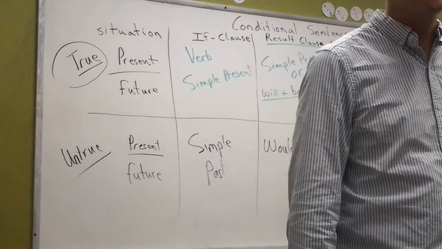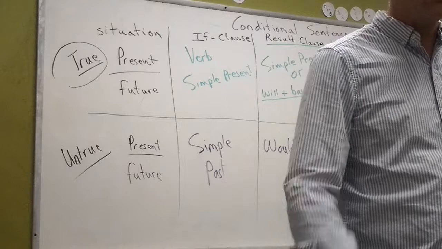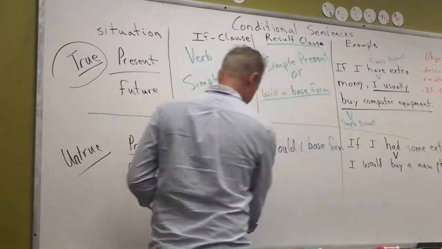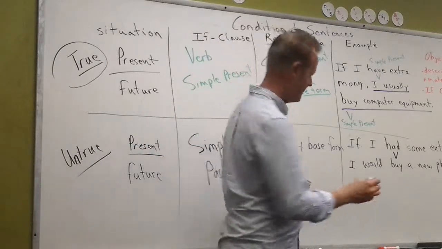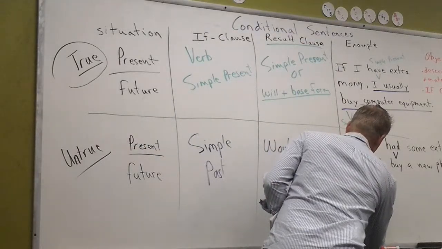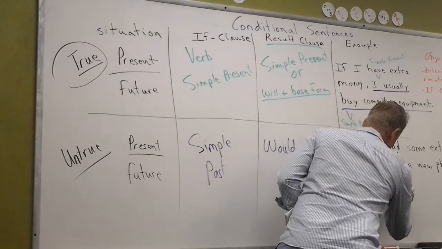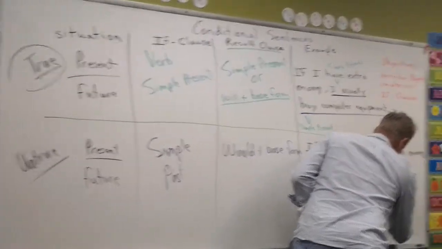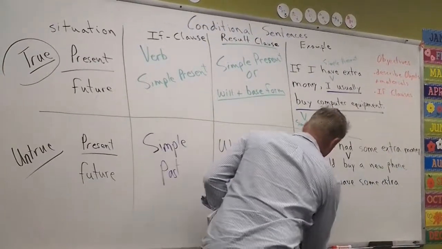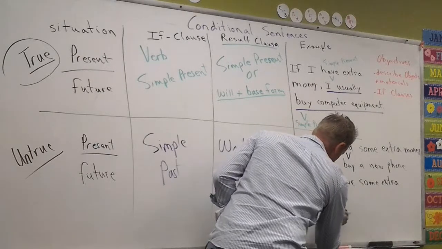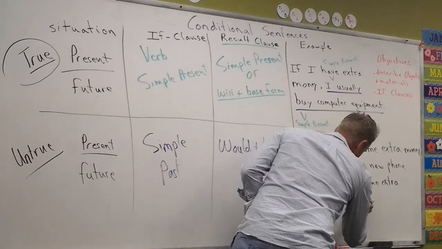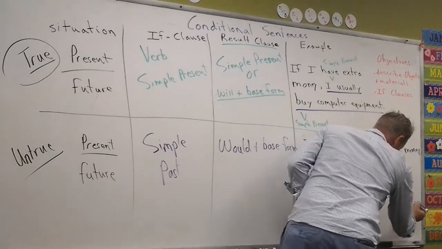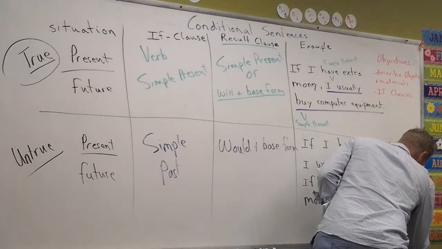You see? So now give me your example. What were you trying to do? I said, if I have some extra money, I would not buy a new phone. But I think it is true. What are you going to do? I would not buy a new phone.